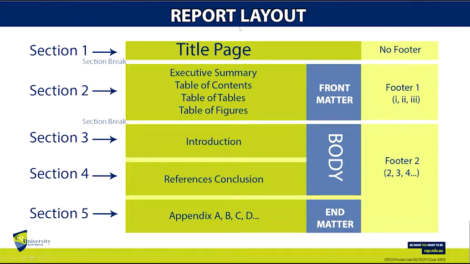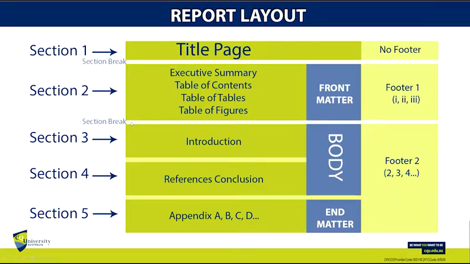The report layout always needs to be the same. We will always have a title page on a report, and the title page will have no header or footer. Then there will be a section break, and the next section will be what they call the front matter. In this front matter, we have the executive summary, any tables of contents, tables or figures, and the footer will have Roman numerals as the page numbering.